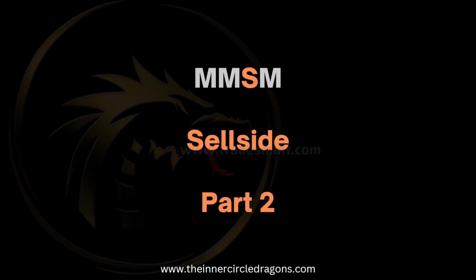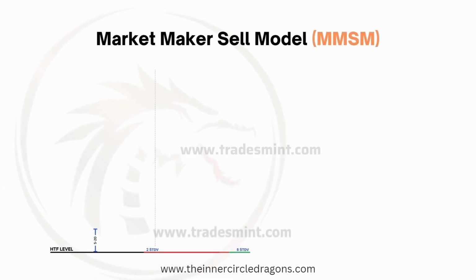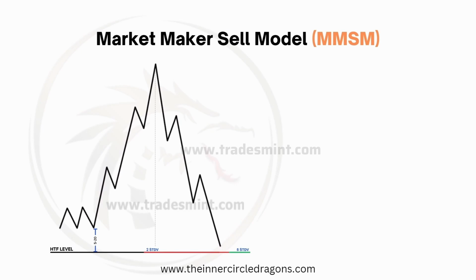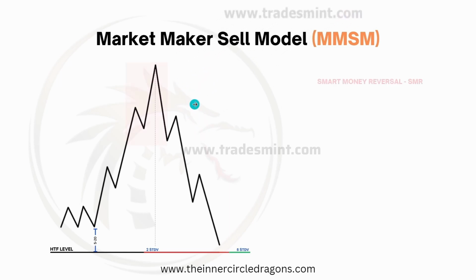This is part two of the market maker sell model, discussing the sell side delivery on the right side of the curve. From our last lesson, we have already discussed the different ways we can grade deviations and how we can arrive at a calibrated terminus. Now let's get into a little more detail about the sell side delivery within the sell program.